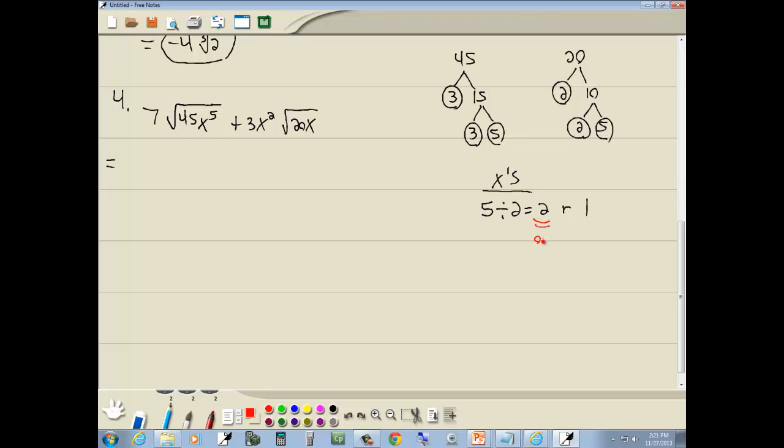Now this tells me how many x's come out, and this is how many stay in. So I'm going to have 2 x's come out, so I got x squared out in front there. Now 45 we said was 3 times 3 times 5. And then x's we have 1 stay inside. So we have x to the first stay inside. Plus 3x squared, 20 we said was 2 times 2 times 5.